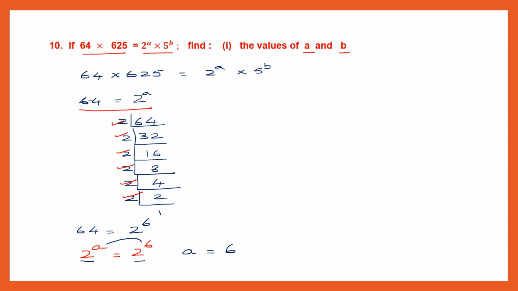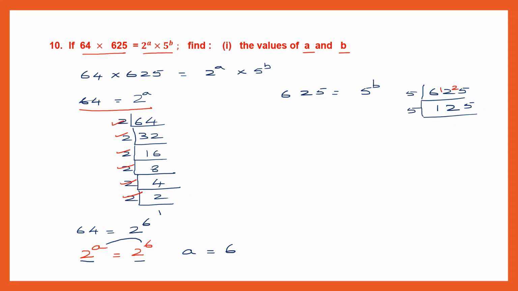Now we have to find the value of b. So we said 64 is equal to 2 raised to the power of a. So that means 625 will be 5 raised to the power of b. So let's write that. 625 is equal to 5 raised to the power of b. So let's divide 625 by 5. 5 ones are 5, but the number is 6, so there's 1 left, it's 12. 5 twos are 10, 11, 12, so there's 2 left, 25. 5 fives are 25. Now we're going to divide this by 5 again.